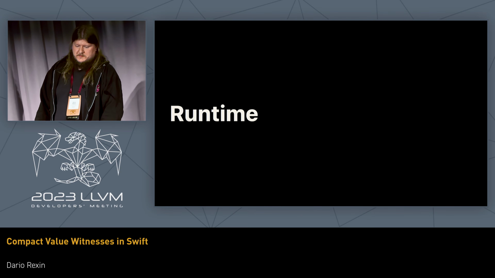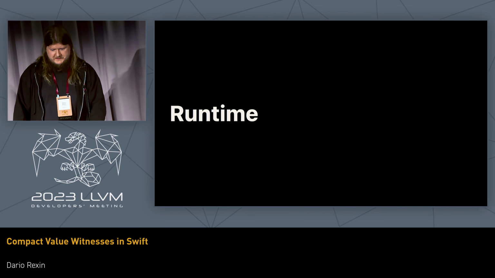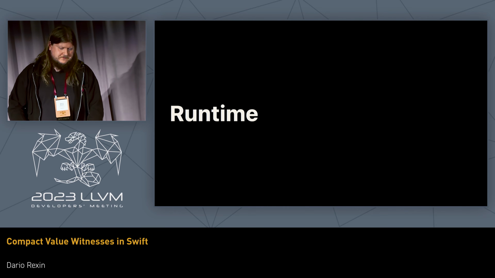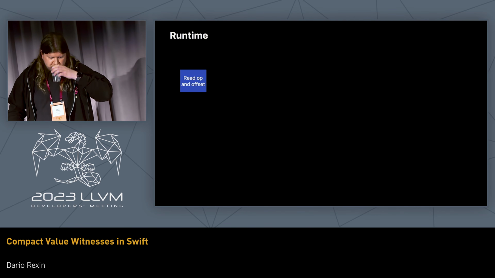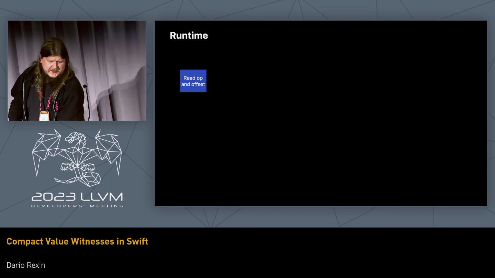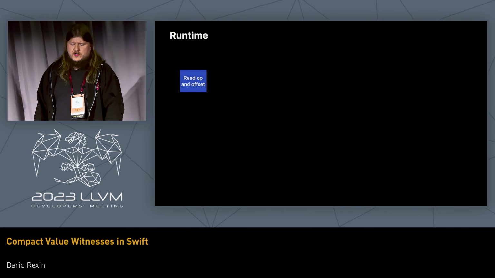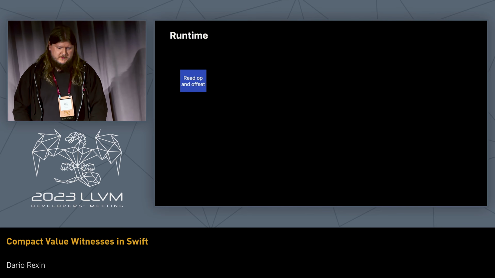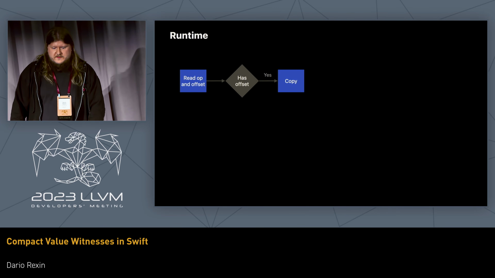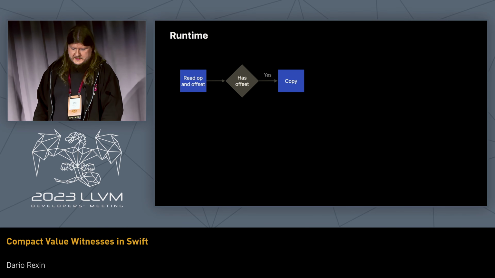Now we know what compact value witnesses look like, but how do they get interpreted at runtime? As I mentioned earlier, we have a set of runtime functions corresponding to the generated value witness functions that interpret the layout strings conceptually. Conceptually, they all work the same way. We start by reading an opcode in its offset. A non-zero offset means there is trivial data between the previous and the current reference, so we have to copy that data.